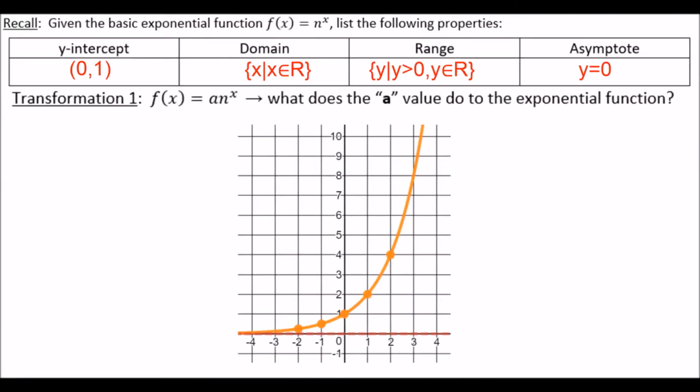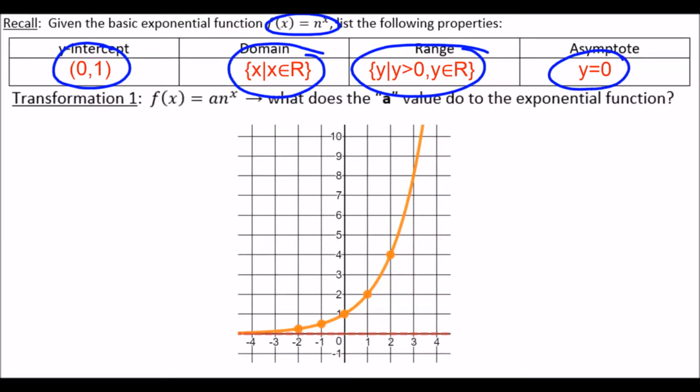Recall the basic function looking like this. N to the exponent x, we have the following properties. The y-intercept is always 0, 1. The domain is x is an element of the real numbers. The range is y is greater than or equal to 0, and the asymptote is y equals 0.